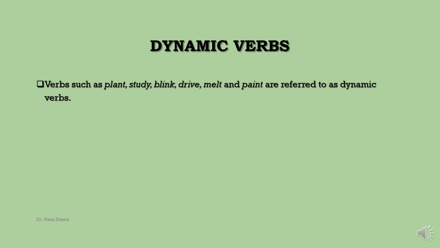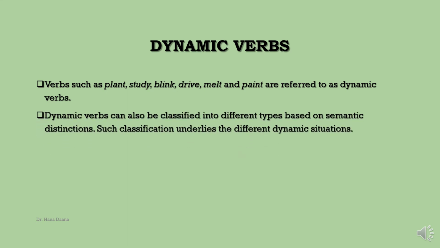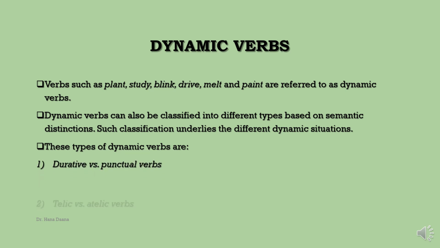Dynamic verbs. Verbs such as plant, study, blink, drive, melt, and paint are referred to as dynamic verbs. And dynamic verbs can also be classified into different types based on semantic distinctions. Such classification underlies the different dynamic situations introduced so far. These types of dynamic verbs are durative verbs versus punctual verbs, and telic versus atelic verbs. This is actually the topic for our coming session.